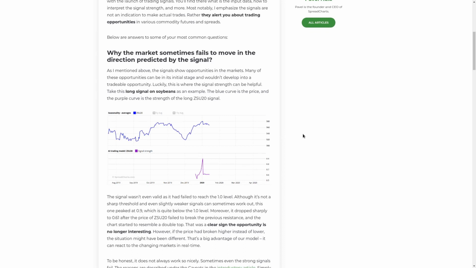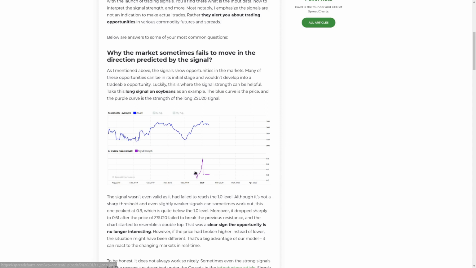Once again, this is just educational and hypothetical explanation, but we received many questions about the signal strength. What happens when it drops down? Does that mean the opportunity is over? And how would we personally behave if we were in that market, in that commodity or that particular spread?